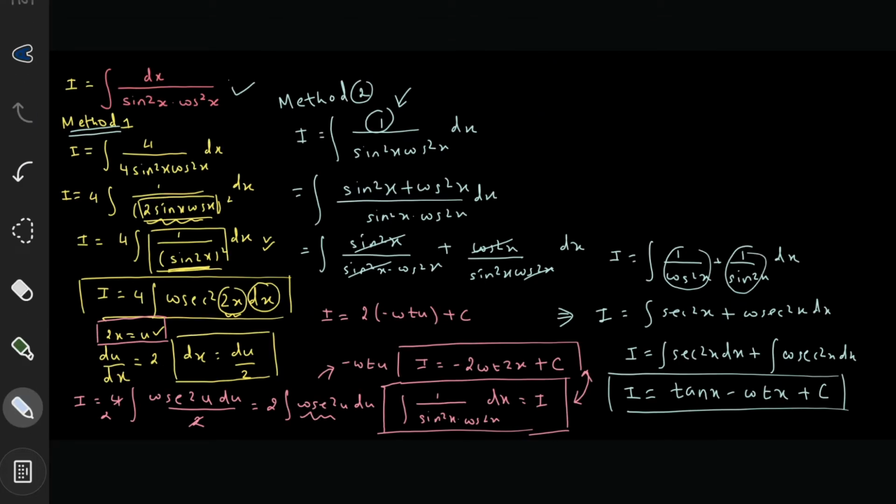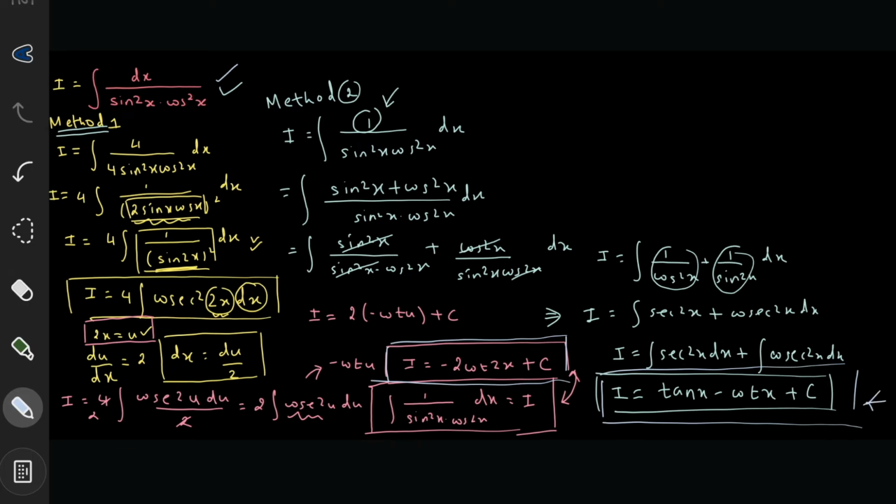Now you might be thinking that yes, two methods for the same integration is all okay, but why is the answer different? Because in the first case we got the answer as negative 2 times cot 2x, and here we have the answer as tan x minus cot x plus the constant c. Look carefully that these answers are in trigonometric values, so we can just play further with trigonometric values so as to get the final answer. Like here we got the value of I as equal to tan x minus cot x. Let us simplify it further.